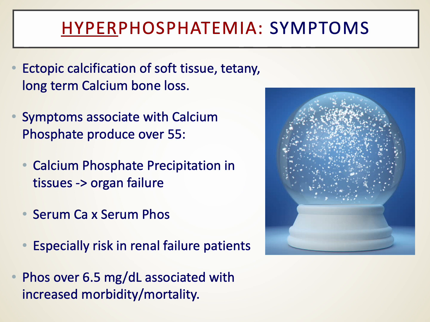So the symptoms of hyperphosphatemia, typically you're going to look at ectopic calcification in soft tissue. The symptoms with a calcium phos product over 55 is a precipitation of calcium phosphate crystals, almost like a snowstorm in a snow globe kind of thing. These crystals will form, and ultimately the precipitates can actually lead to risk for organ failure. So you need to watch that. And typically, patients who have phos levels above 6.5, when you don't correct them, have much higher risk for morbidity and mortality, so we need to correct those.